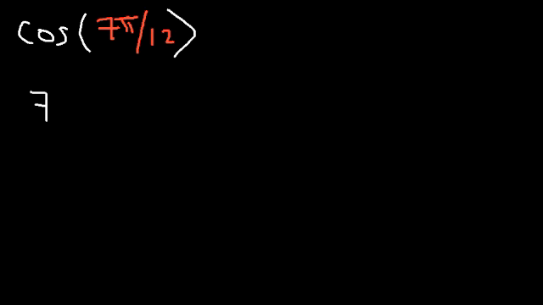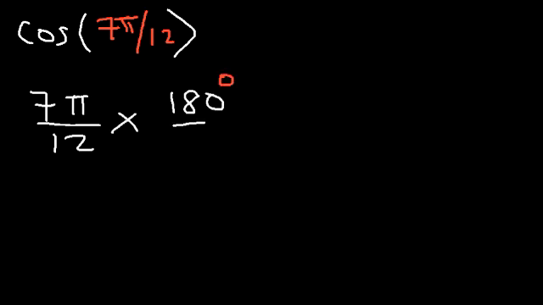Now what about cosine 7 pi divided by 12? How can we evaluate this function? What's the first thing that you would do? So first, let's convert the angle from radians to degrees. To do that, we need to multiply by 180 degrees over pi. So you want to do it in such a way that the units, or the terms, pi will cancel.